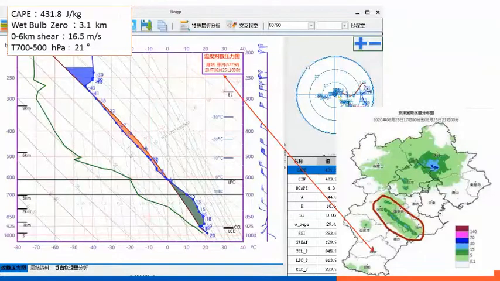Soundings measurement taken in Xingtai. Look at this image. Xingtai is here and it is near Baoding. At 8 o'clock CST, it indicates CAPE of 431.8 joule per kilogram. The surface to 6 kilometers shear here is 16.5 meters per second, which is very high. The height of wet bulb temperature zero is 3.1 kilometers, a very low height.